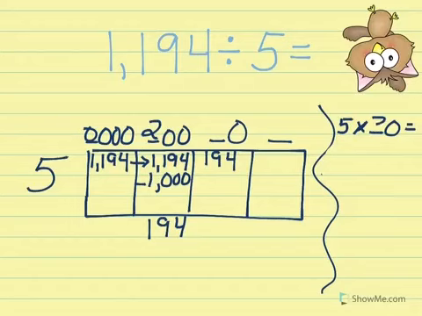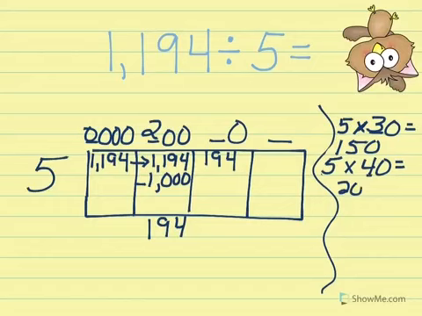Oh, let's try 30. 5 times 3 is 15. With my zeros, 150. That's still a ways away. Let's try 5 times 40. 5 times 4 is 20, plus a 0, 200. Too high. I'm going to have to go with 30. 30 times 5 is 150. If I subtract, I get 44.